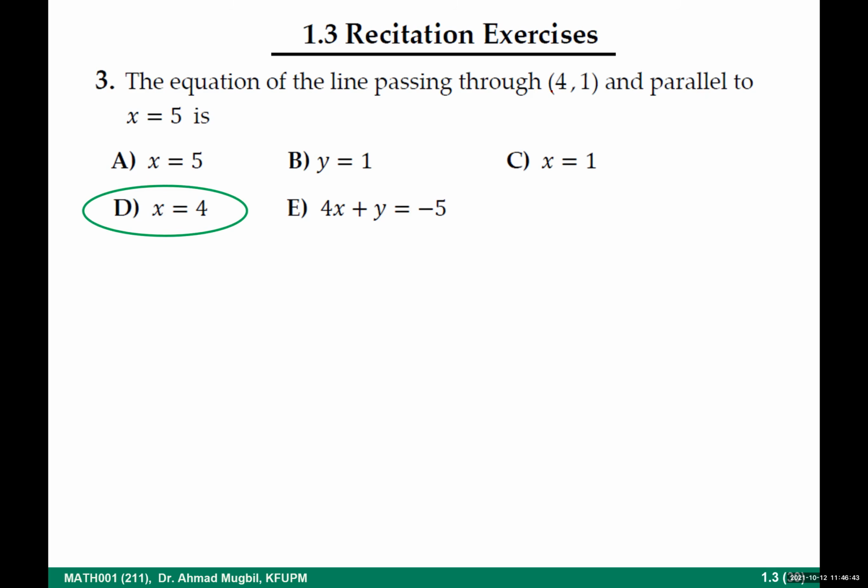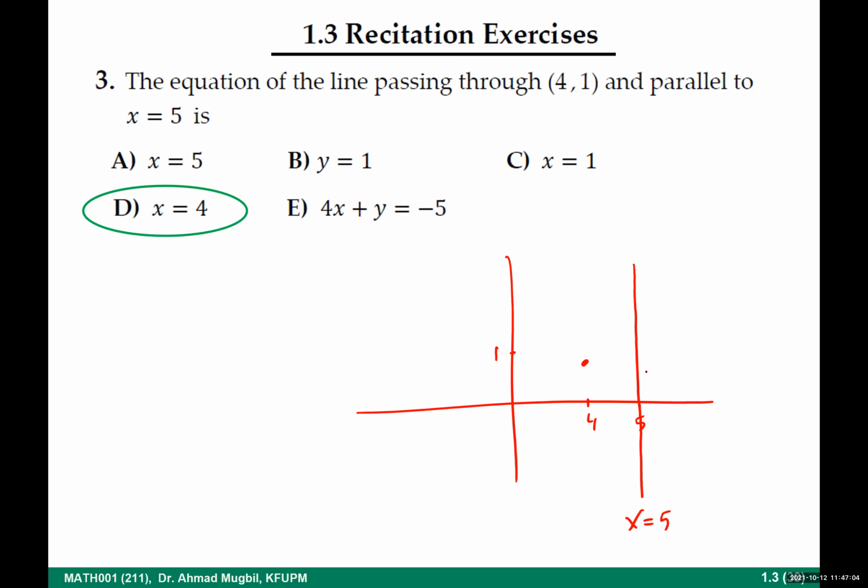You have a point at 4 and 1. Here it is. And you have the equation of the line passing through this point, and it is parallel to x equals 5. This is x equals 5. This is the line x equals 5. So what will be the line that is parallel to this and passing through this point? Parallel means like this and passing through this point. So it is x equals 4.